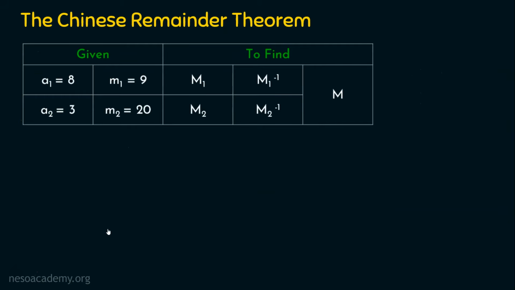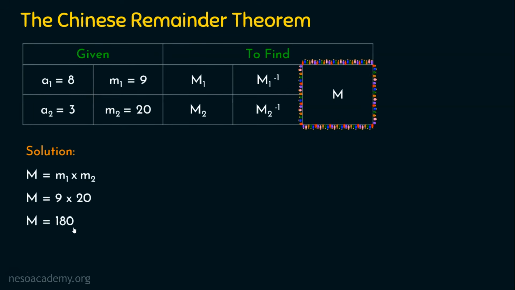Let's solve this question by finding capital M1, capital M2, their corresponding inverses, and then capital M. Firstly, let's focus on finding the capital M value. We know capital M is the product of small m1 and small m2. So M is equal to m1 into m2. Please note these are small m. So when you apply the values, we get 9 into 20. So 9 into 20 is 180. So we found the value of capital M, which is 180.